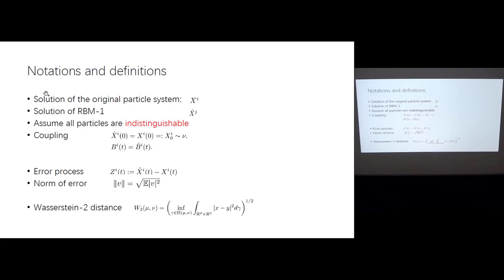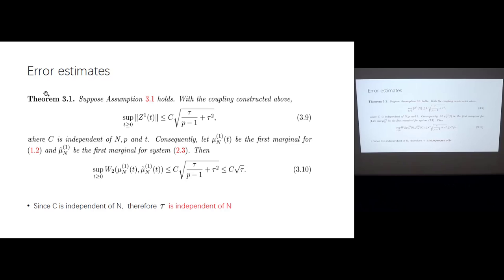So this is the only theorem I'm going to show you. It shows the error, which was defined: the expected value of the difference between the numerical particle and the analytic particle. Essentially, the error is the square root of the time step. So in some sense, we have a Monte Carlo in time. All right, this is really a Monte Carlo method in time.